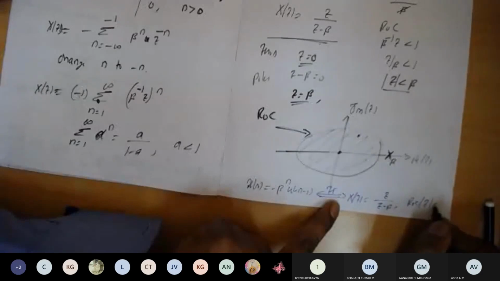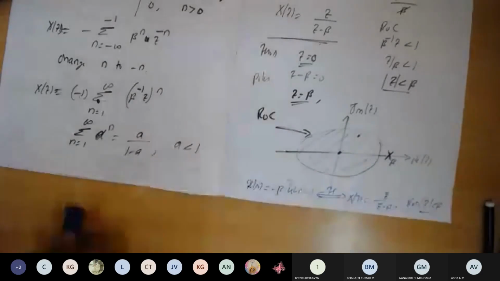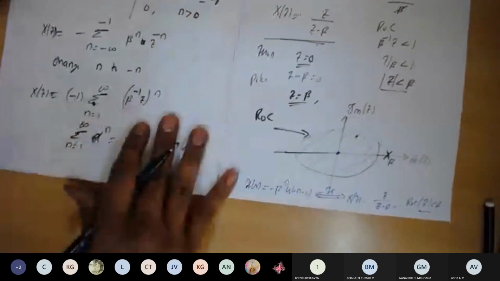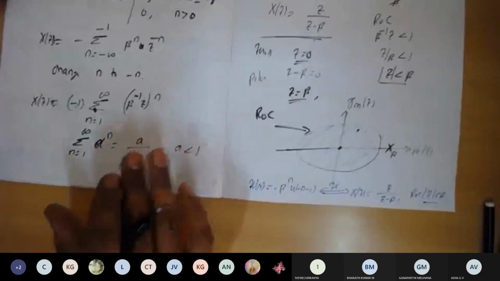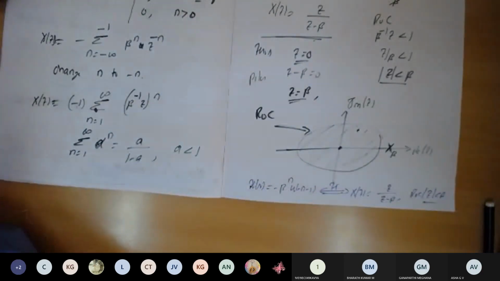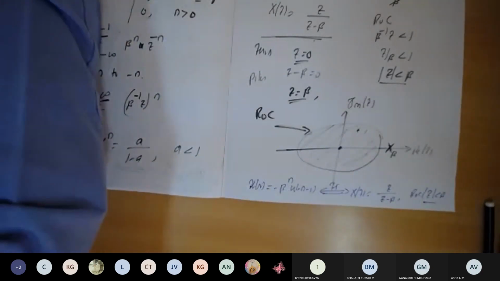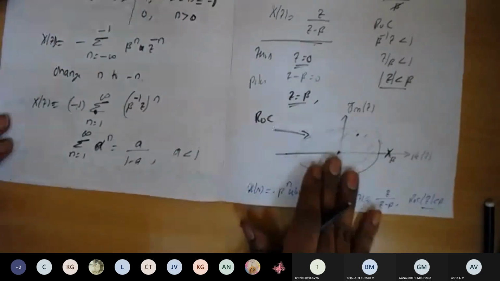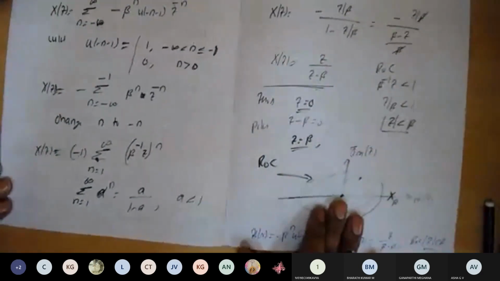Going to lie, so Z is less than beta. So this is the ROC that is going to lie for the sequence, which is the negative sided sequence. Okay. Now we'll go for the double sided sequence. We'll check for the double sided sequence.